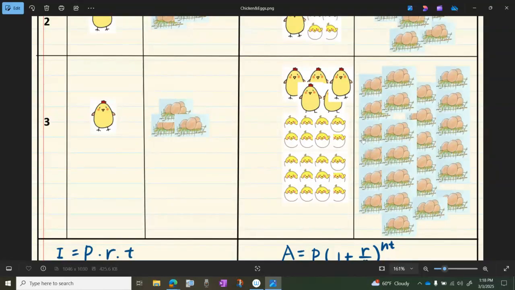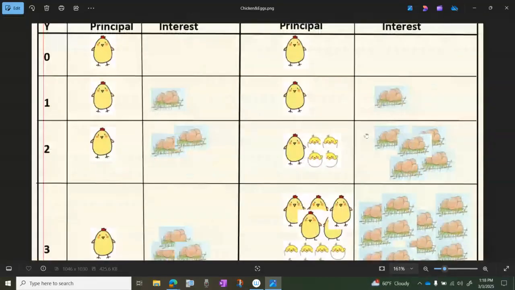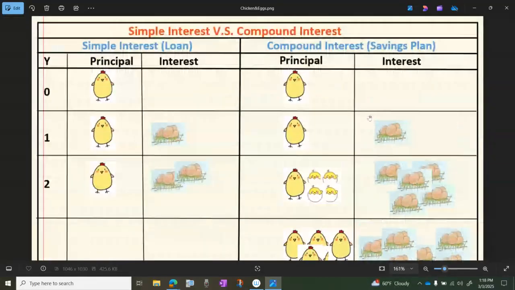And you can continue thinking about it. I don't have it in my table, but you can consider those 100 eggs becoming chickens. So at the beginning of year 4, you're going to have 125 chickens. And those 125 chickens give you 4 eggs each, right? You're going to have 500 eggs, and so on and so on. So yes, very powerful. And this is how compound interest works.